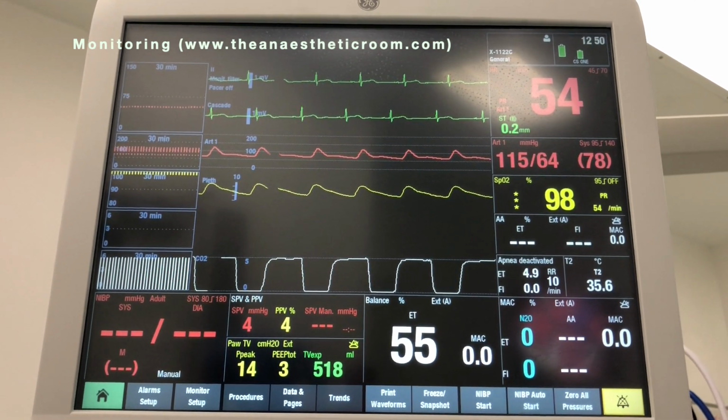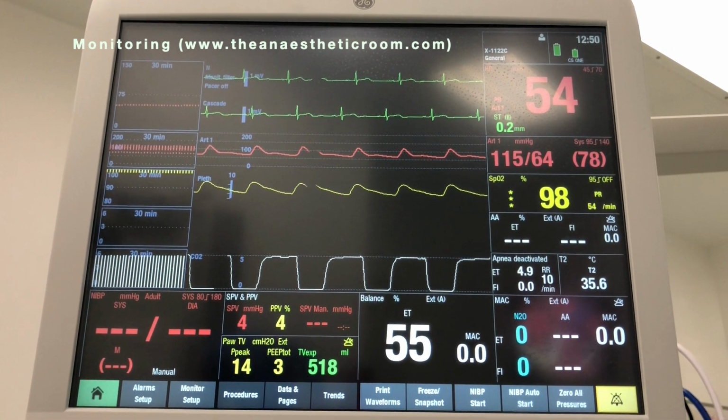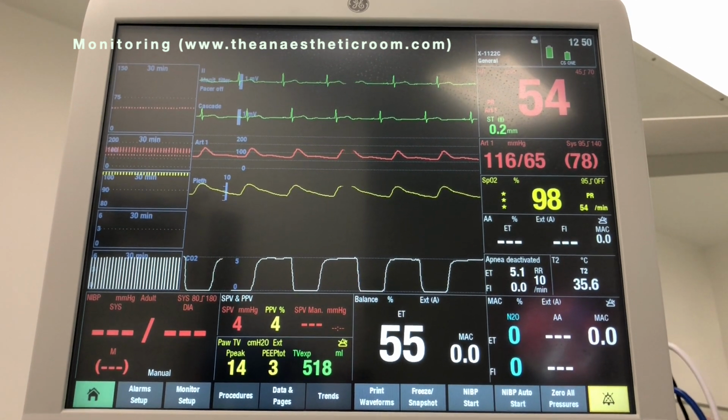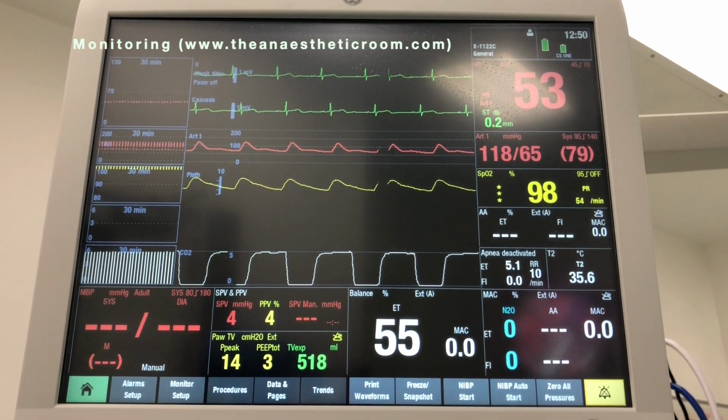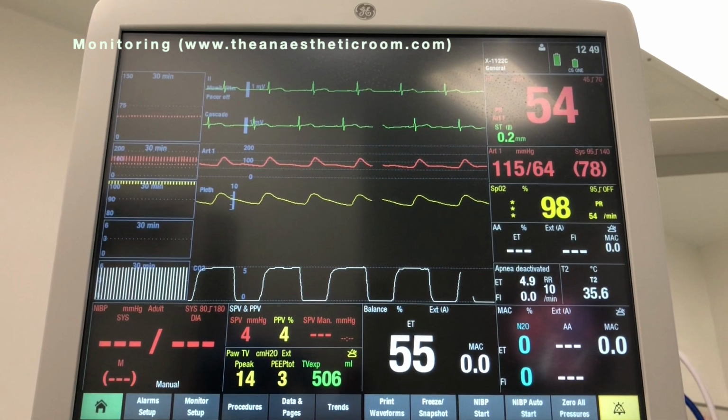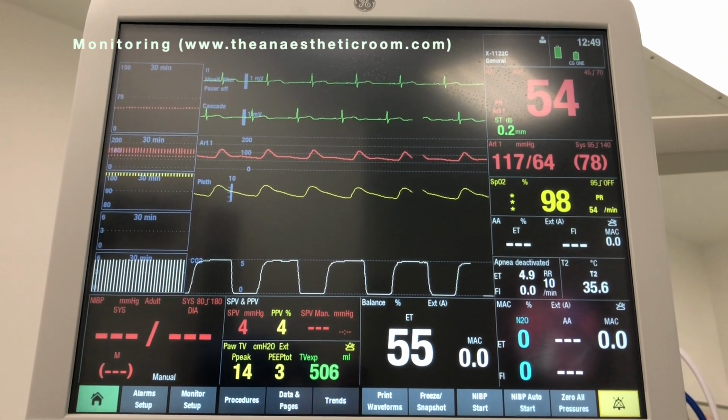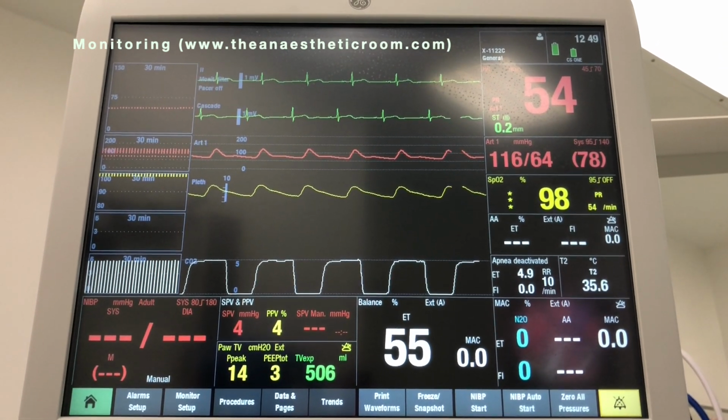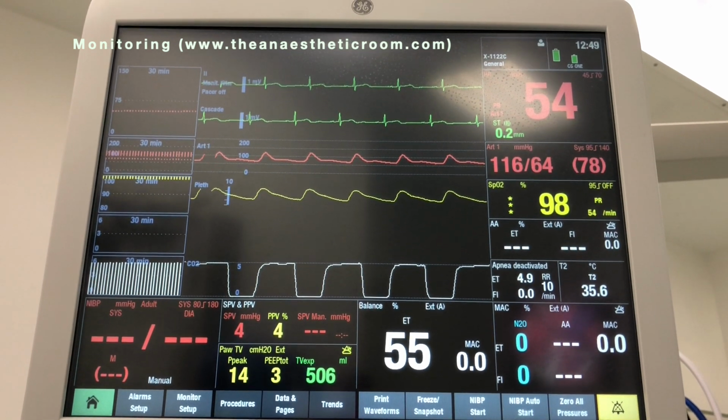The bottom box on the left is manual blood pressure, or non-invasive blood pressure. The anesthetic machine monitors allow for monitoring of anesthetic gases. So that is what the AA in percentage is underneath the saturations trace. AA stands for anesthetic agent.